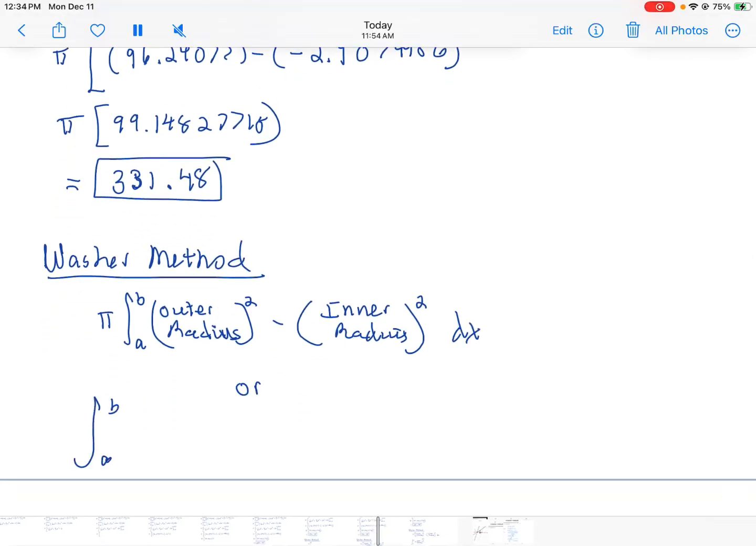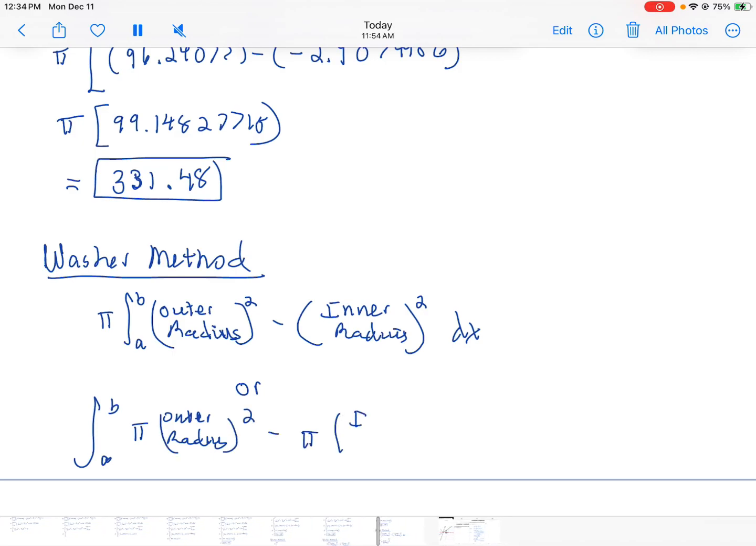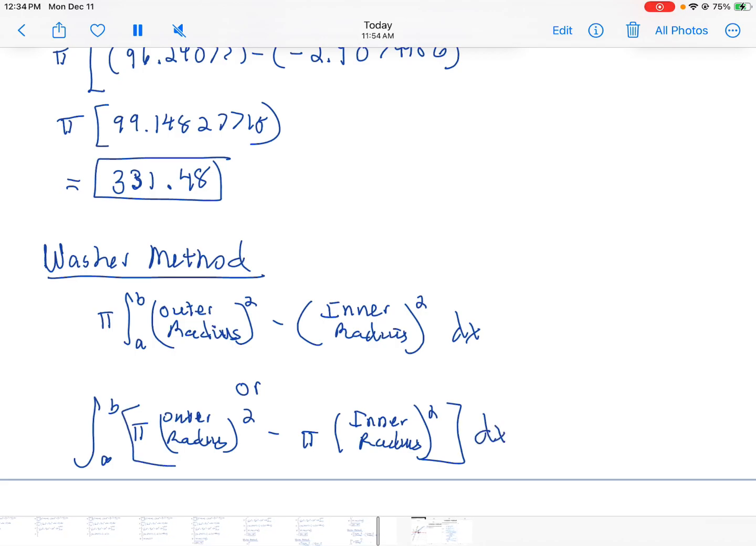Or another way you can think about it, if you don't want to think about factoring out the pi, you can remember that we found this physically by taking the area of the outer circle, so pi r squared, where r is our outer radius, minus the area of the inner circle, which is pi r squared, but then we just factor out the pi. So that's basically just using the area formula. So whichever way makes more sense for you to memorize.